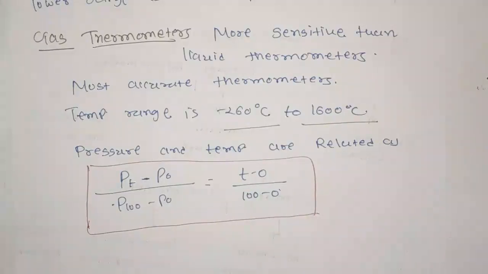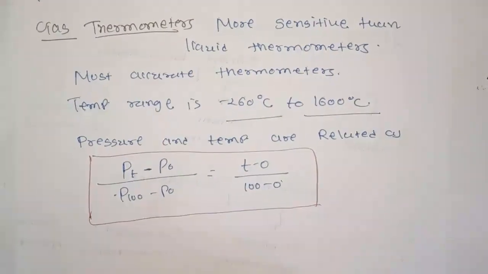And as we know that real gases behave approximately like an ideal gas only at low pressure and high temperature. So, a very small amount of gas is filled in the gas thermometer so that pressure remains low.